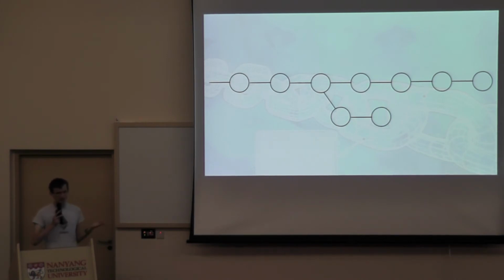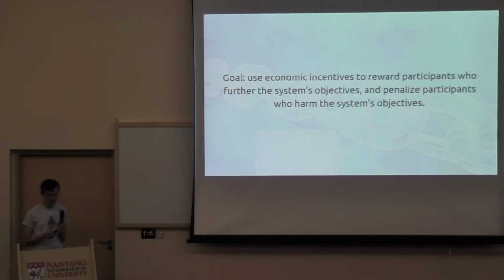So how does this work? Well, in these kinds of systems, you have economic incentives that reward participants who further the system's objectives and penalize participants who harm the system's objectives. So, in this kind of system, everyone is incentivized to act pro-socially, and everyone is disincentivized against acting anti-socially. Now, we don't trust every Bob, but we do trust that almost every Bob likes money. Even Bob in North Korea likes money.